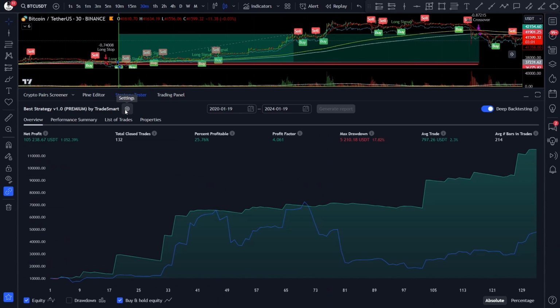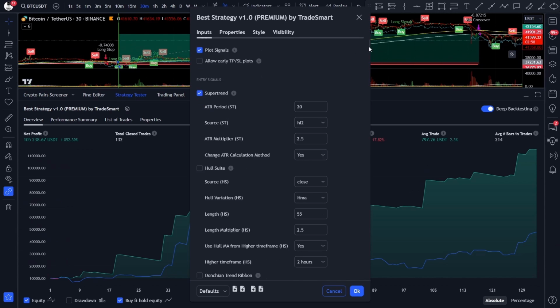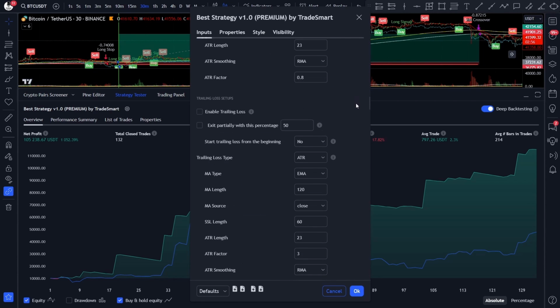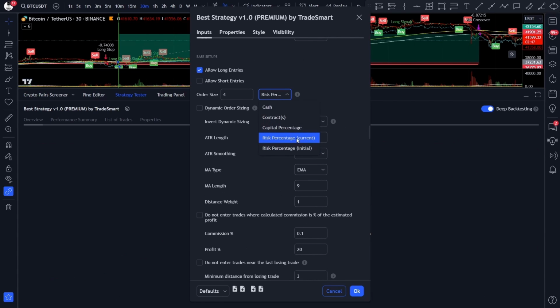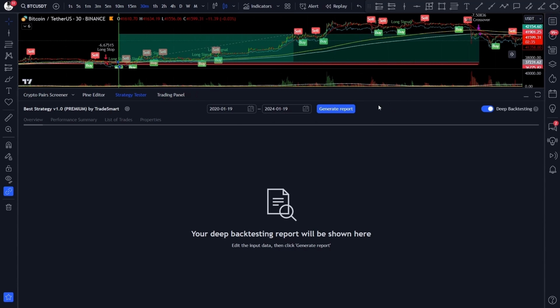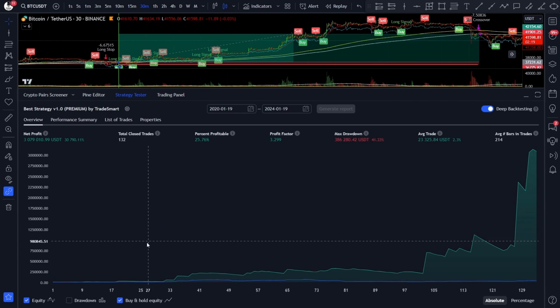Let me show you one simple modification, which you might already have in mind. What if I change from non-compounding position sizing setup to compounding? That should make the strategy better, right? Let's see. I change it to risk percentage current, which means that the strategy always uses the latest capital balance, so it is a compounding setup. Let's generate the trades. Here are the results.